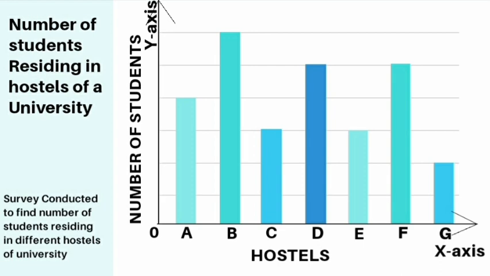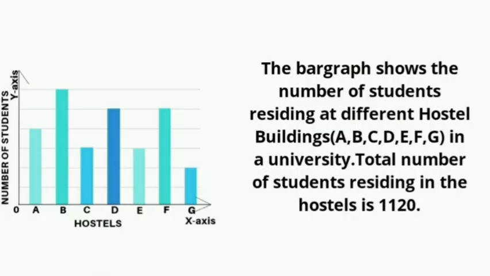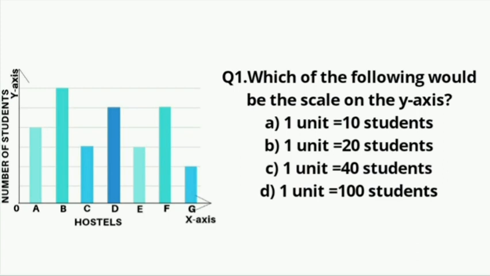And you can see in this survey the numbers have not been marked on the y-axis. It says the bar graph shows the number of students residing at different hostel buildings A, B, C, D, E, F, and G. These are the names for the buildings. And in a university, the total number of students residing in the hostels is given as 1120, and you are supposed to do a few questions.